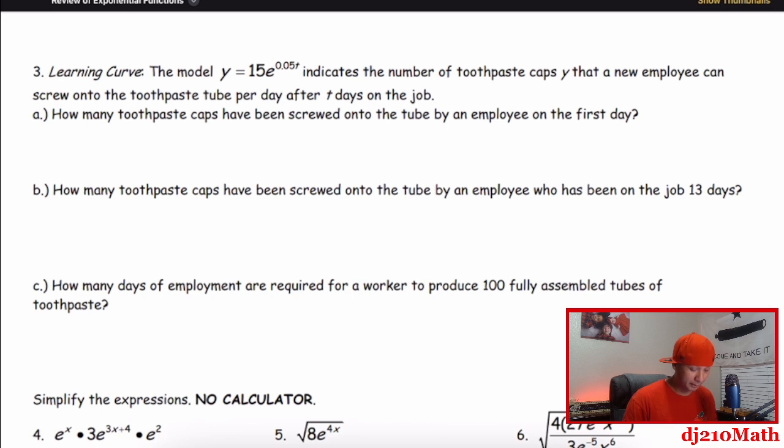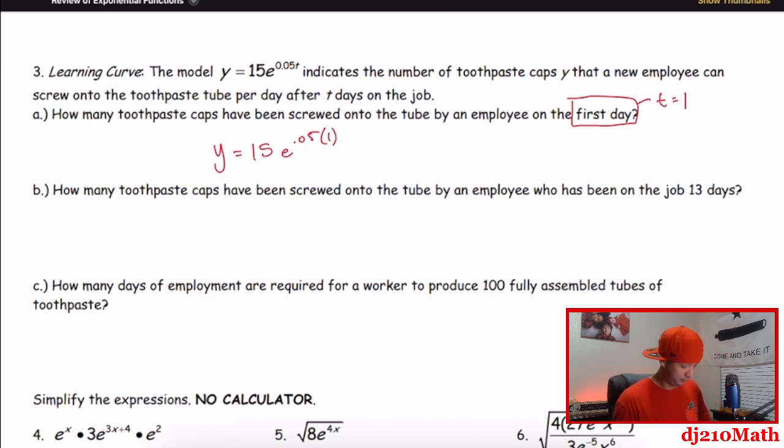All right, so how many toothpaste caps have been screwed on? So we're looking for y by an employee on the first day. All right, so first day, so this is day 1. So t equals 1. So in the calculator, we're going to do, so y is equal to 15 e to the 0.05 times 1. So it comes out to 15.609, blah, blah, blah.